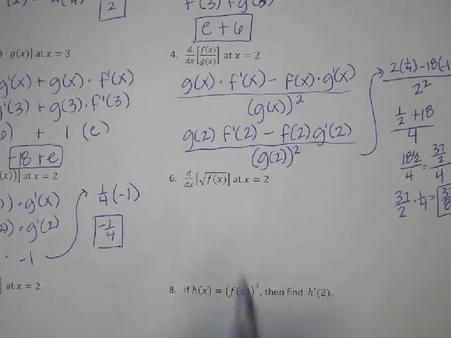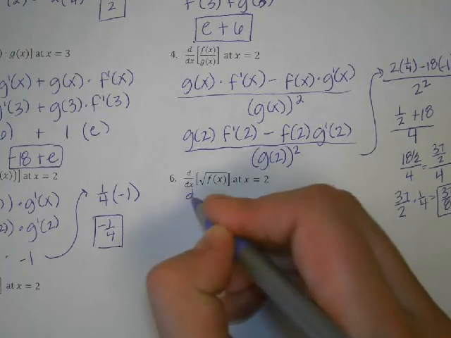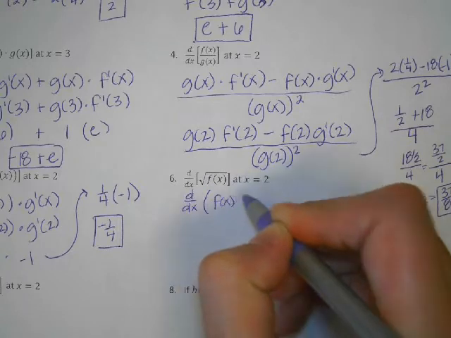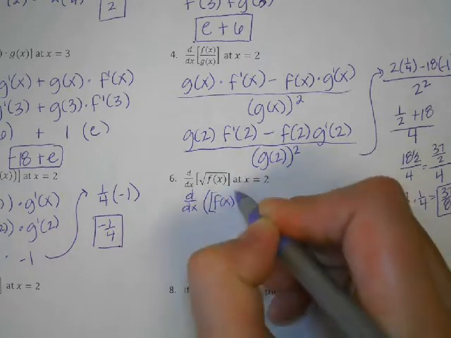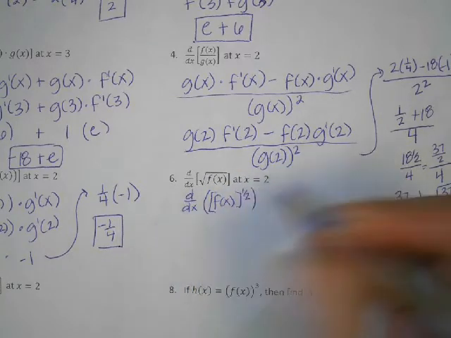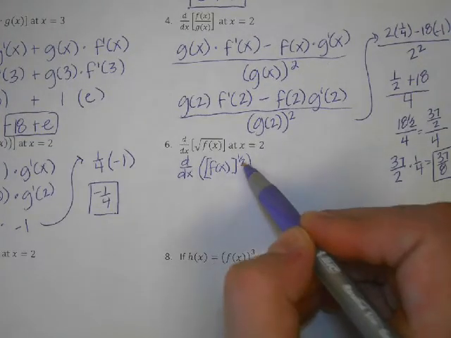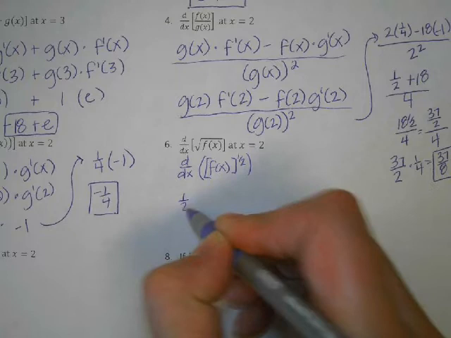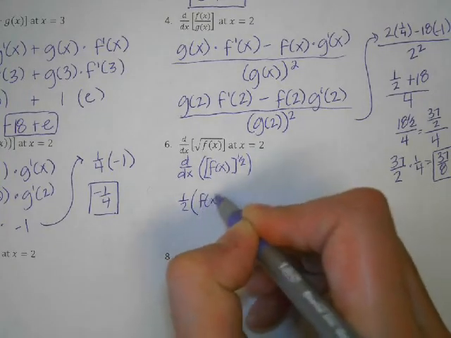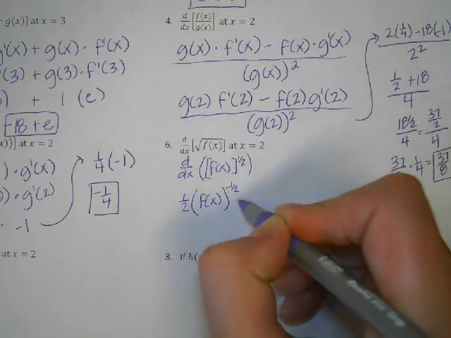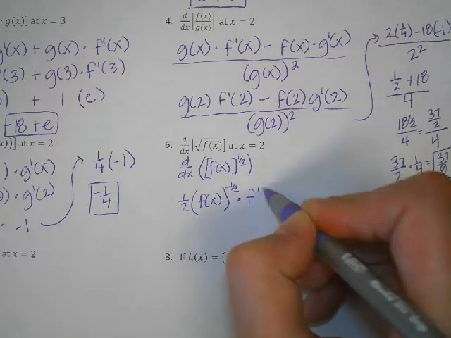Okay. For number 6, I'm taking the derivative, and I'm going to go ahead and rewrite this. This is f of x to the 1/2. Okay, so it's a chain rule again. So for the derivative, I'm going to take the 1/2 and I'm going to drop it to the front, and the inside stays the same. 1/2 minus 1 is -1/2 times the derivative of the inside.